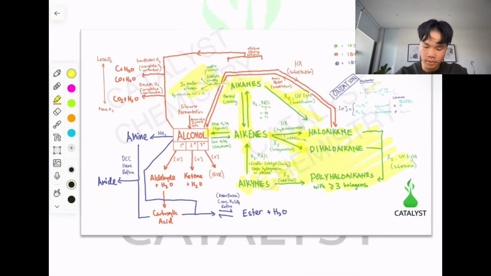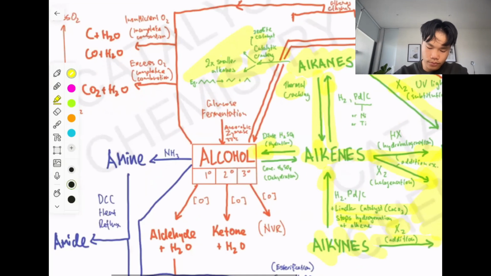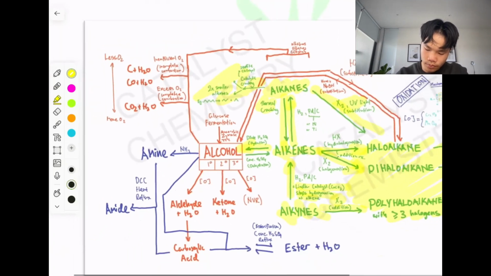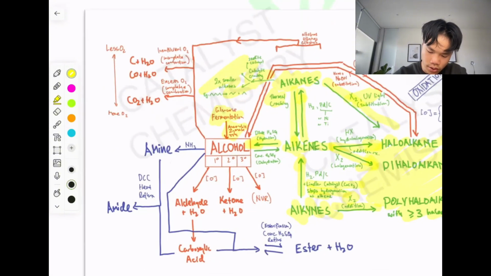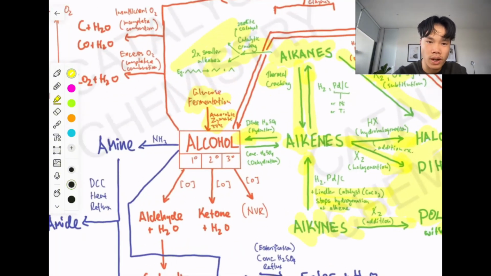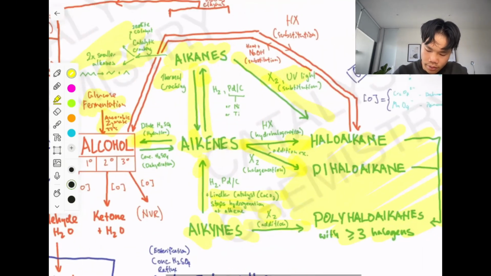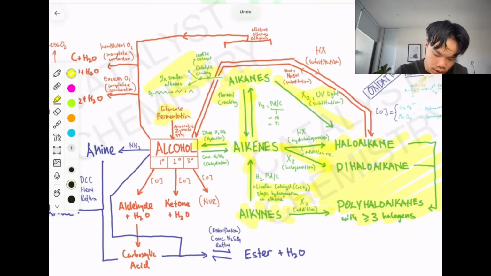Then for alcohols, you have a few reactions as well. First of all, fermentation in an anaerobic environment, with zymase at 37 degrees Celsius, makes your alcohol in the first place, so ethanol. Depending on what alcohol you have, you can do some specific oxidations. So primary alcohol turns to an aldehyde with water, and then if you oxidize that again, it makes carboxylic acid.